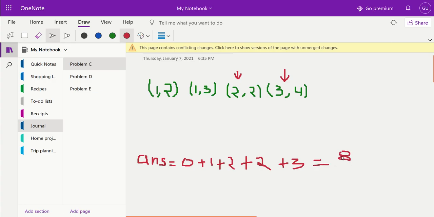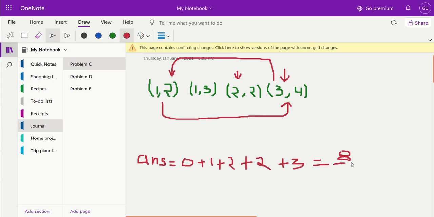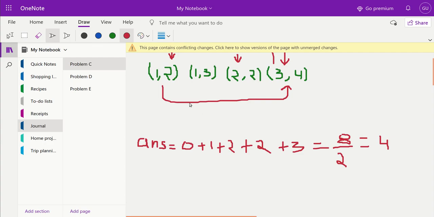But here what we did is double counting. Double counting means when I was at this pair, I was counting this pair, and when I was at this pair, I was counting this pair again, so I was double counting the number of ways. So I'll divide it by 2 and I'll get my answer as 4. So this is the thing. So the code is simple.